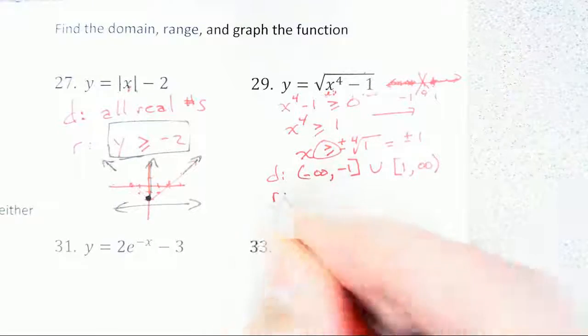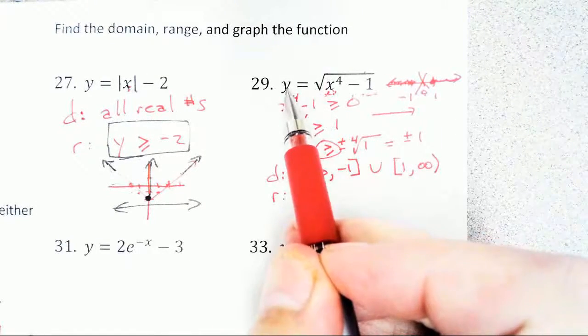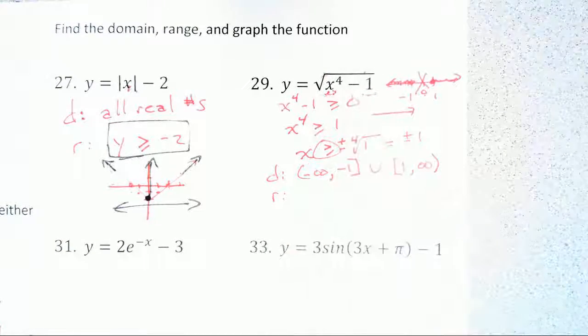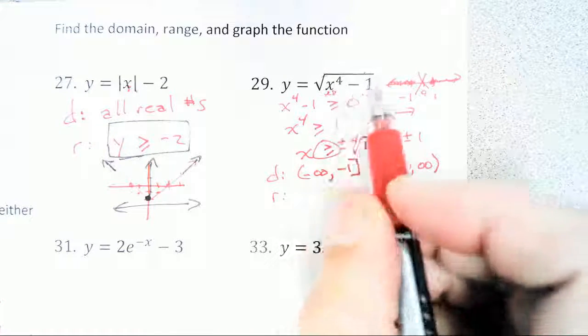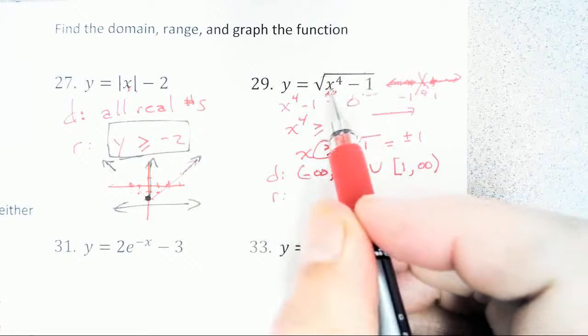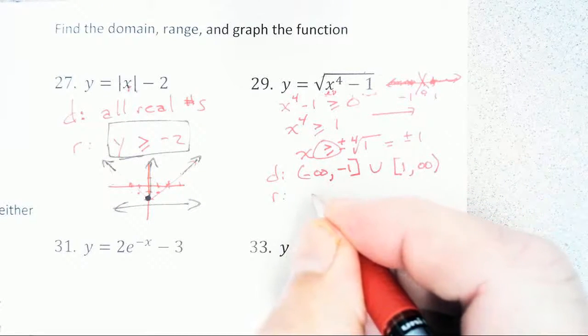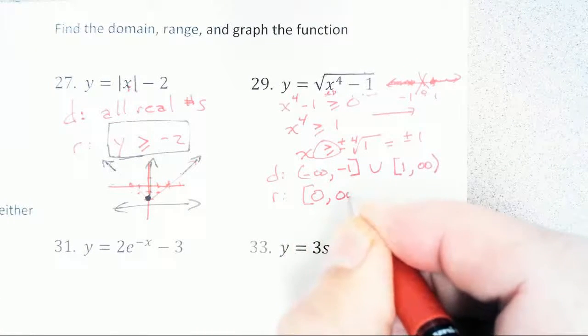How about range? Well, ultimately, my last step in getting the range, I'm going to take the square root. And square roots, I don't get negative numbers out of primary square roots. So our range, can I get 0 out of this? I can get 0 out of this. Can I get a negative? Nope. So our range is 0 to infinity.